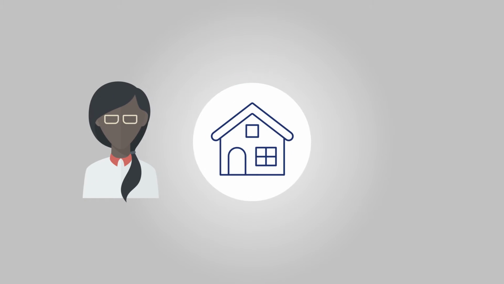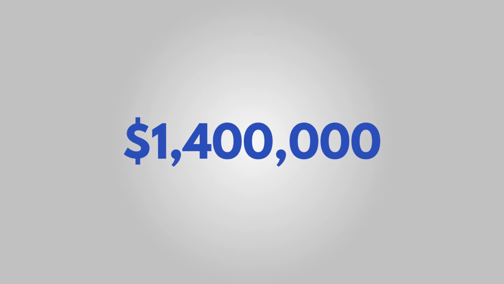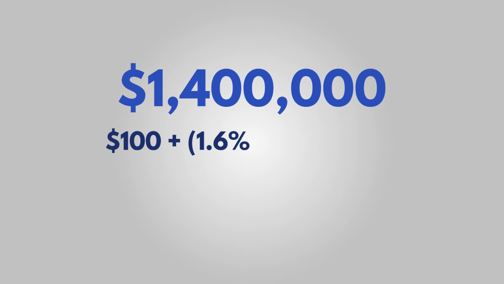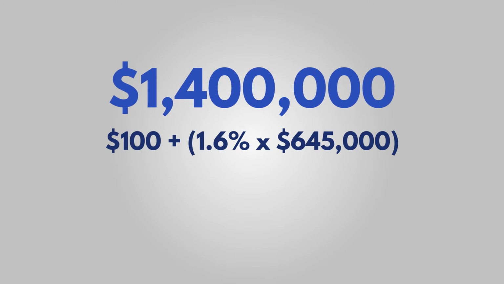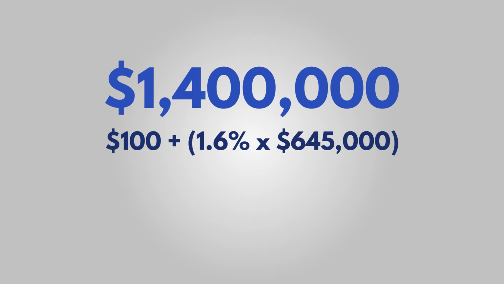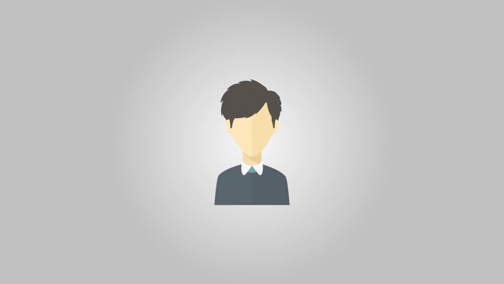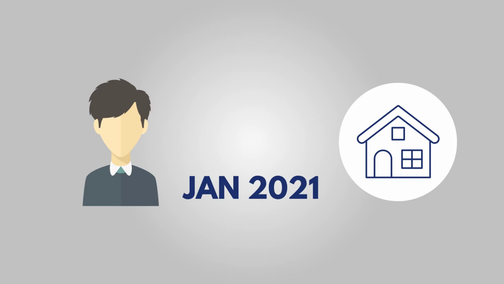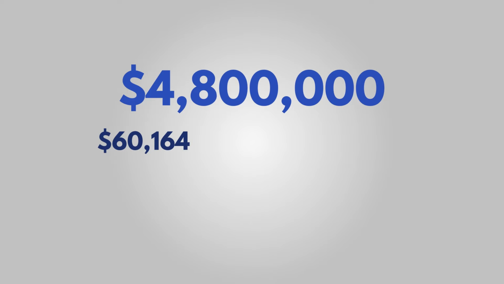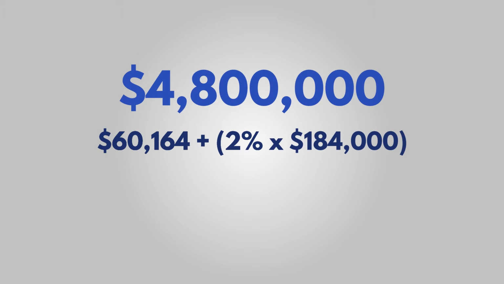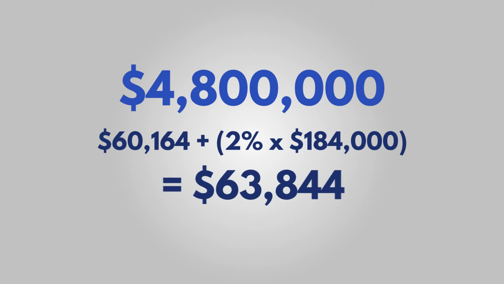So if Kim bought an investment property in Sydney in 2020 for $1.4 million, she'll pay $100 plus 1.6% of $645,000, which is the difference between 1.4 million minus $755,000, which is the threshold. That would total $10,420. And if Leo purchased a holiday house in January 2021 in Byron Bay for $4.8 million, he would pay $60,164 plus 2% of $184,000, which is the difference between 4.8 million minus 4.616. That would total $63,844. These amounts will be payable after the 31st of December, but assessable on the 31st of December.